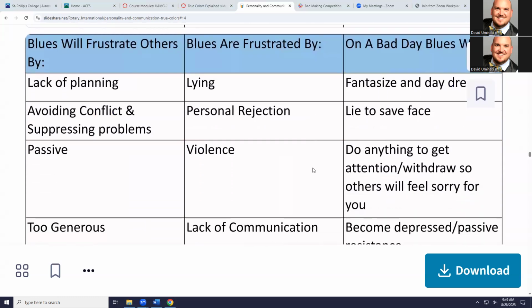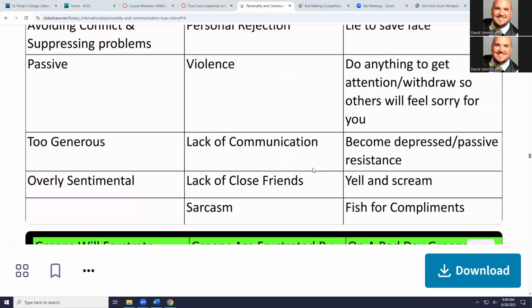Blues frustrate other people, and they're also frustrated by that middle column. Right? Blues are nurturing. They want that authenticity, but if you start lying to them, then they really don't particularly care for that. They also want that communication.